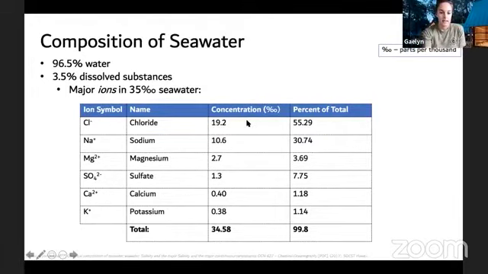So chloride has a concentration of 19.2 parts per thousand. So 55% out of this 3.5% is chloride.